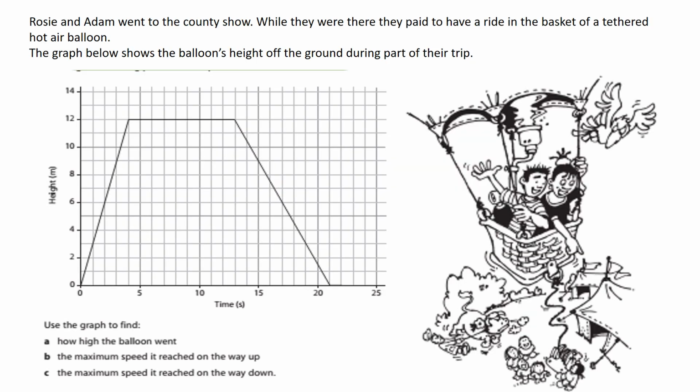So, here's Adam in a balloon at the county fair. Again, all a bit silly, but here we are. They're having a race. They've tethered the hot air balloon. Again, some people are going, what does that mean? It means they've tied it. The graph below shows the balloon at the height of the ground during part of their trip. So, have a go at doing questions A, B, and C, and we'll go through the answers.